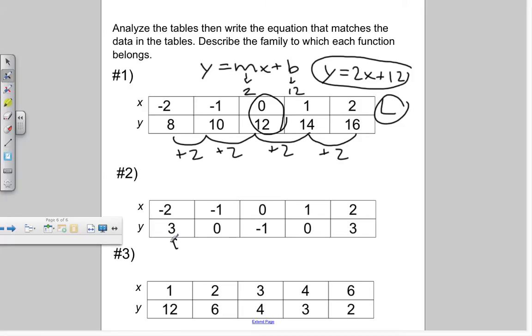Oh, I see it. The symmetry. Do you see the symmetry? The 3 and the 3, the 0 and the 0, and then this being my center. So this one must be parabolic. Okay, so I know it's going to be something with an x squared. So I know it's something like x squared.